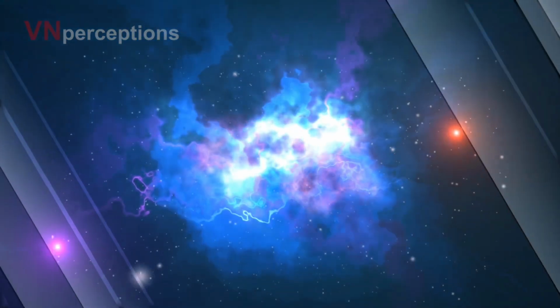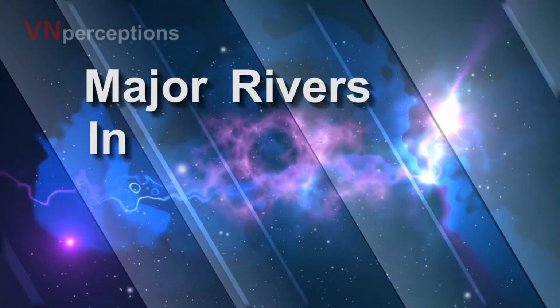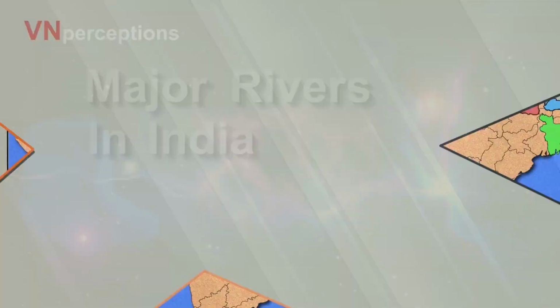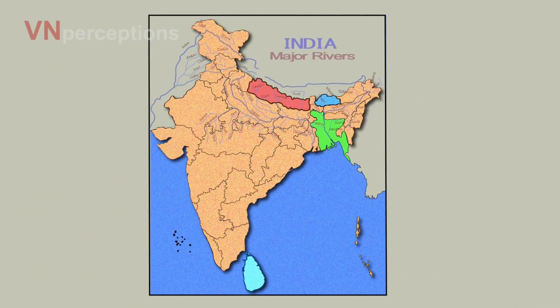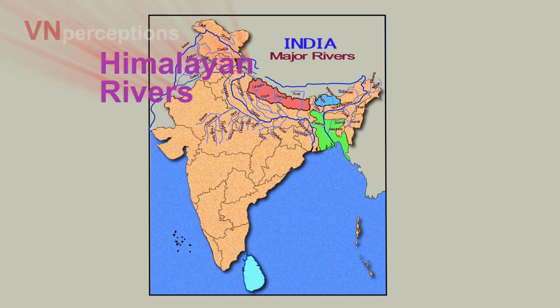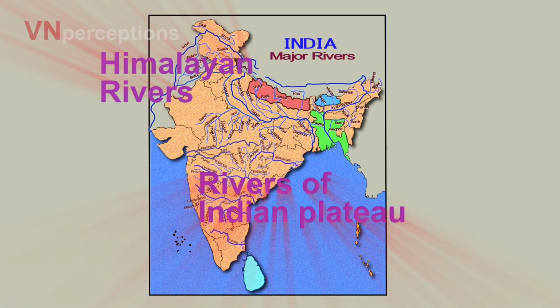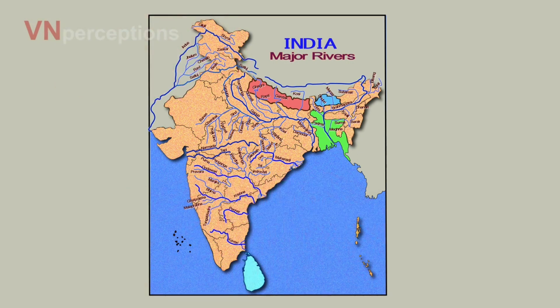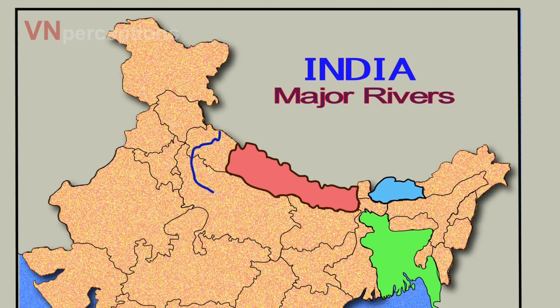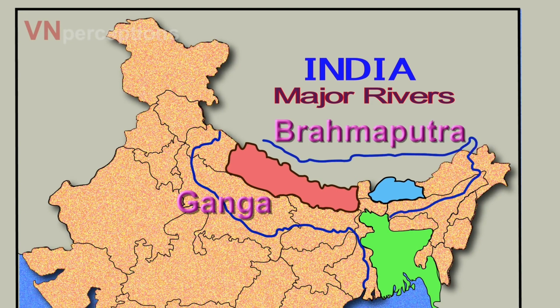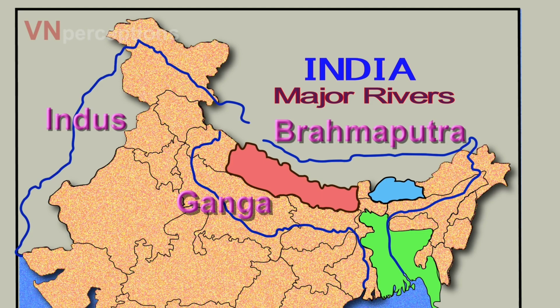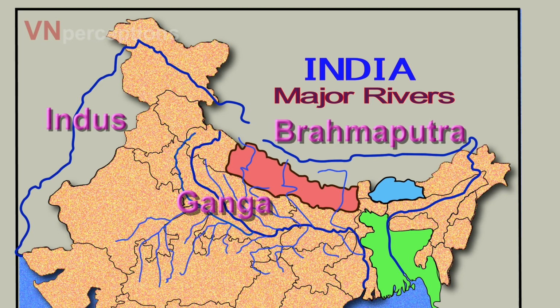In this video, we shall learn about the major rivers in India. Well, the major rivers in India can be divided into the Himalayan rivers and the rivers of the Indian plateau. The major Himalayan rivers are River Ganga, River Brahmaputra and River Indus. These are not just rivers, they are river systems.